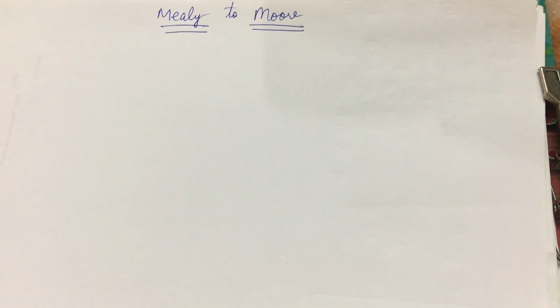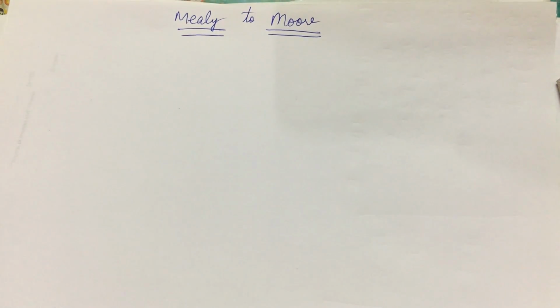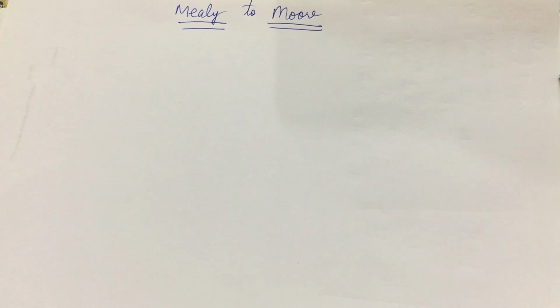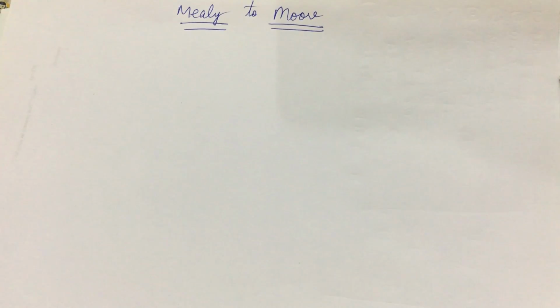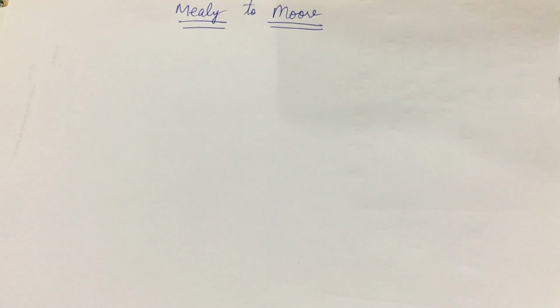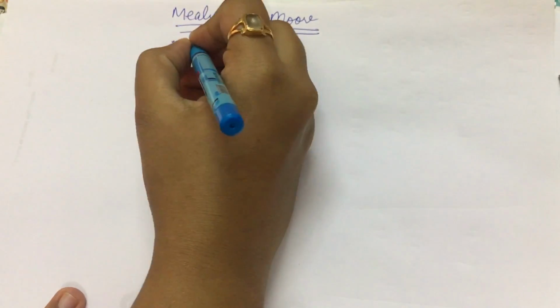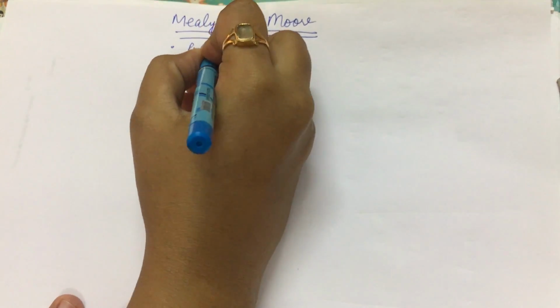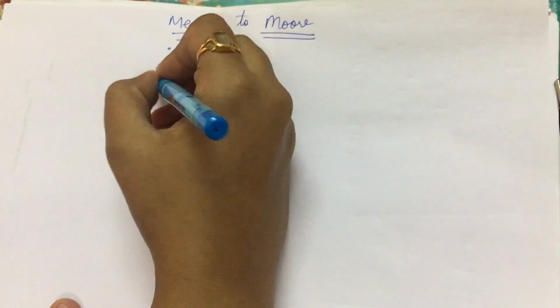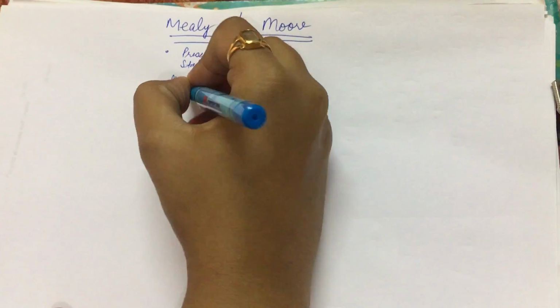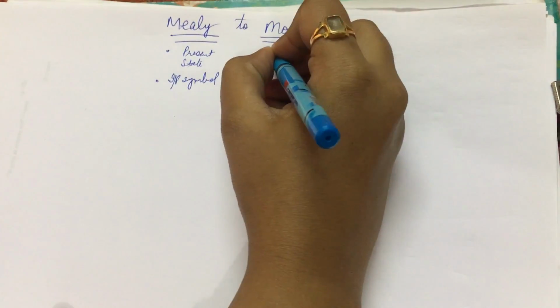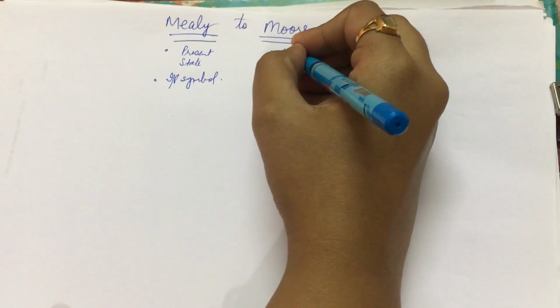Hello everyone. Today we are going to study the conversion of a Mealy machine to a Moore machine. For this, first we need to know what a Mealy machine is. A Mealy machine is one whose output depends on both the present state as well as the input symbol. And a Moore machine is one whose output depends only on the state.